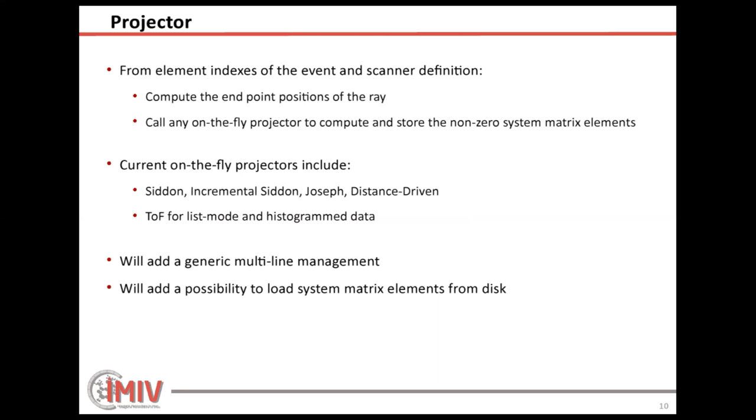So in the projector, at the moment we get the event from a given index. The idea is that from the element indexes that are inside the event and the scanner definition, we will first compute the endpoint positions of the ray. So it is generic, but inside each different type of scanner there is a specific expression to compute this. And then we can call any on-the-fly projector to compute and store the non-zero system matrix elements. The current on-the-fly projectors include Siddon, incremental Siddon, the Joseph ray-driven projector, and the distance-driven projector. There is time of flight for list mode and for histogram data in PET.